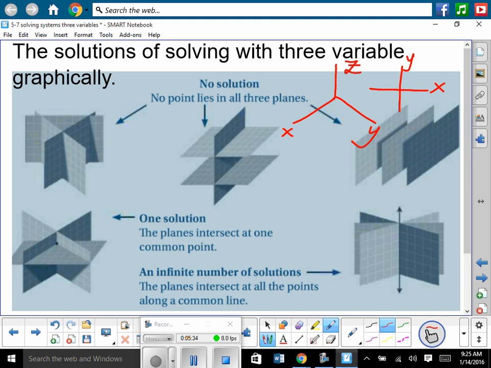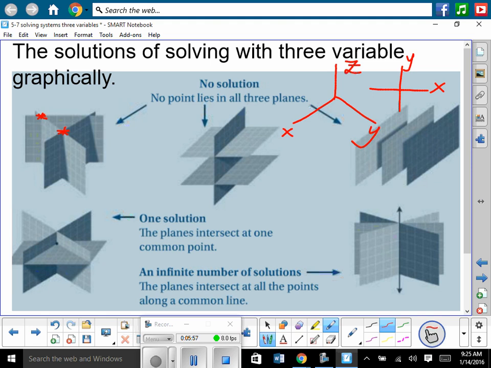So this is no solution because the planes intersect here, but that third one doesn't intersect with those two. Does everybody see that? These two planes intersect right here, but they don't all three intersect somewhere. So this would be considered no solution. Does that make sense, everybody? Okay, so we're going to do it algebraically, but I'm giving you an idea of why this math is what it is.